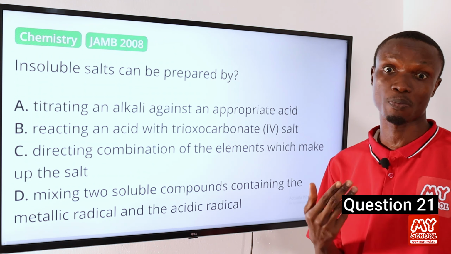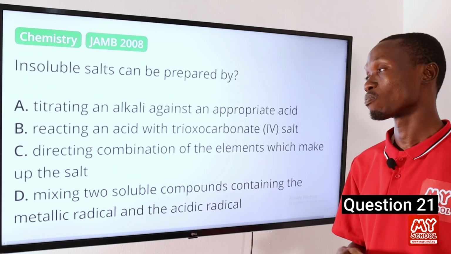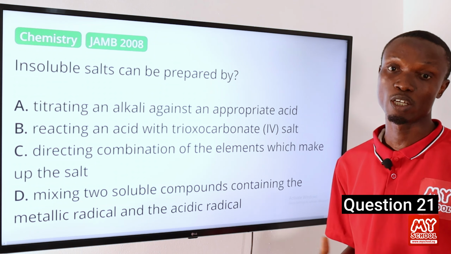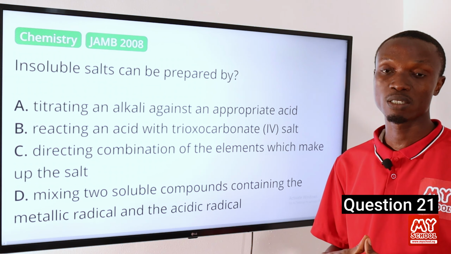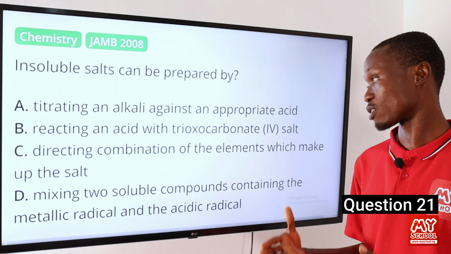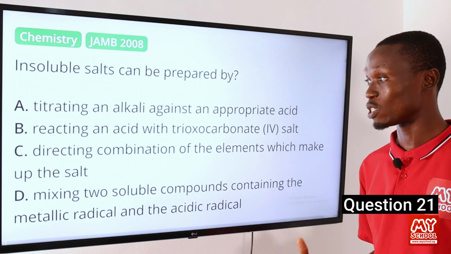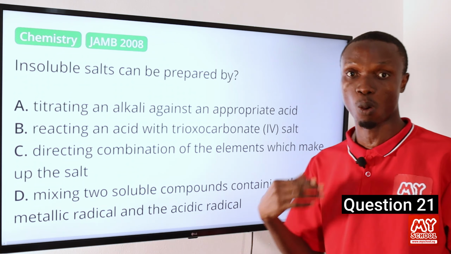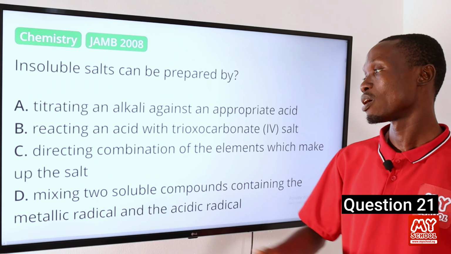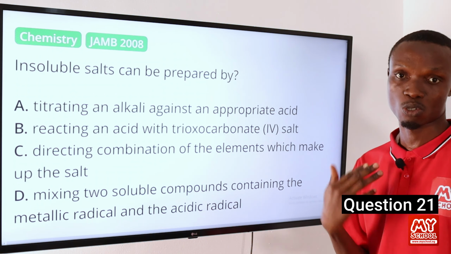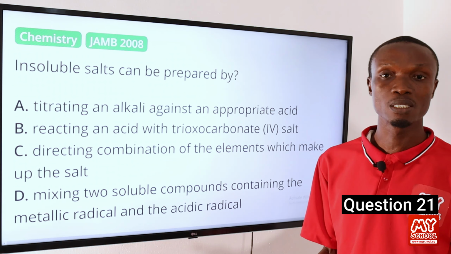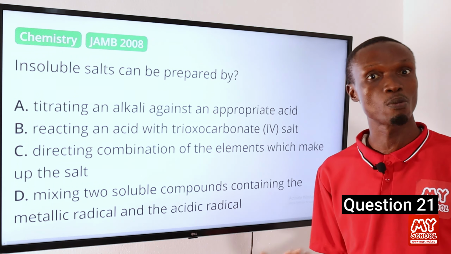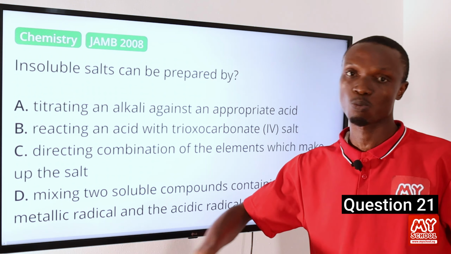Of course, we have two methods of preparing an insoluble salt. One is by double decomposition and the other is by direct combination of the constituent elements that made up that salt. But the answer to this question, option D, is more complete. Because when we say direct combination of elements which made up the salt, we can as well combine two elements, for example sodium and chlorine, to form sodium chloride, which is a soluble salt. So option D is more specific.